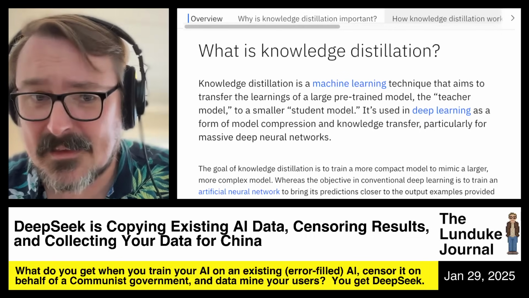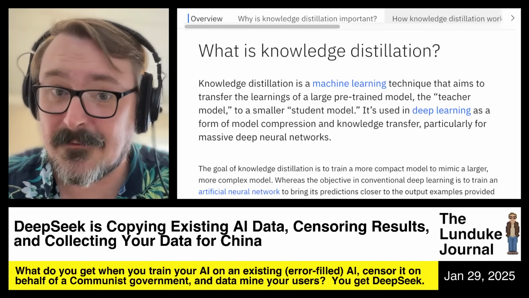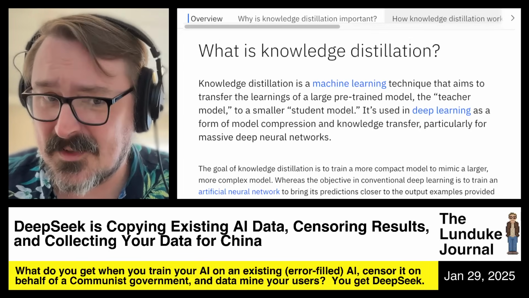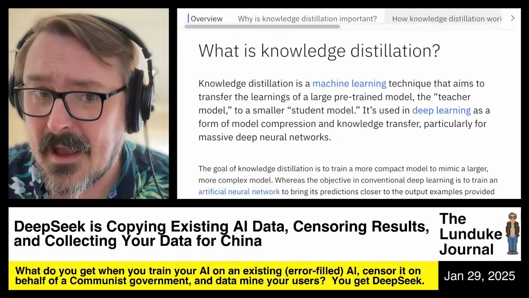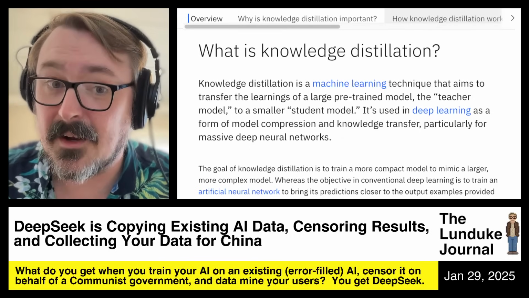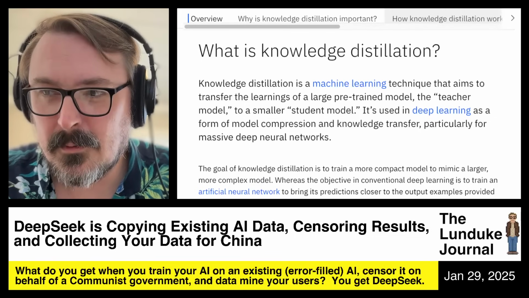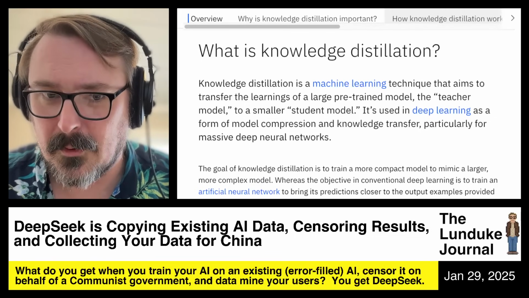Now, that's not to say that that's not a totally valid thing to do. In fact, knowledge distillation, as it's called, is a pretty common thing in the world of AI. So it's not out of the ordinary, but it's also not really comparable, right?